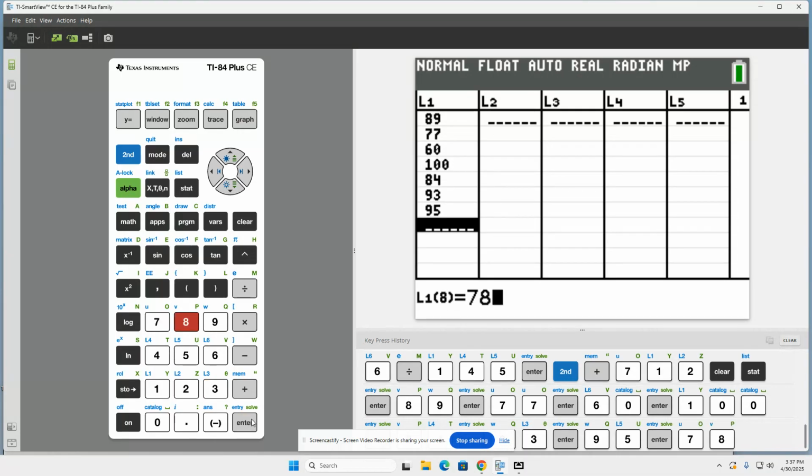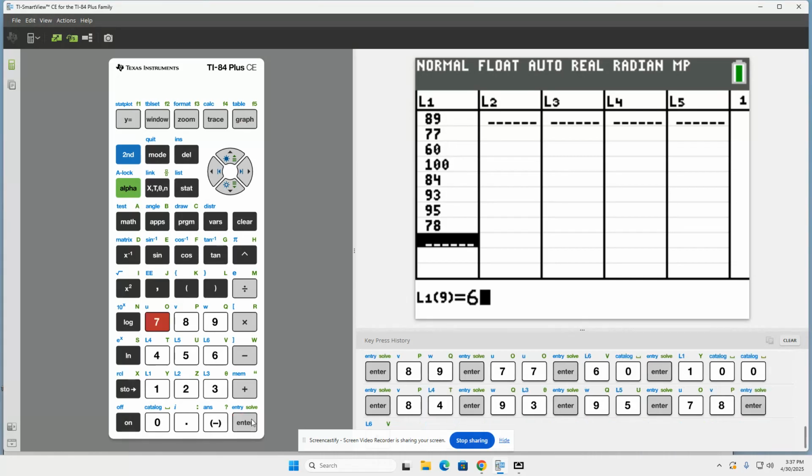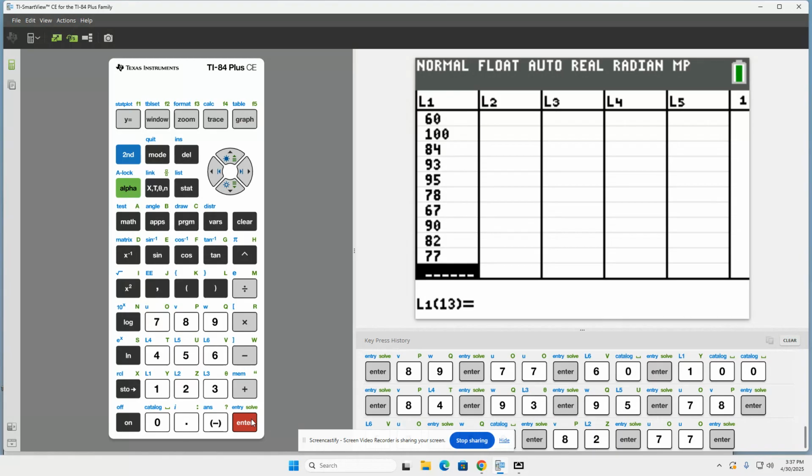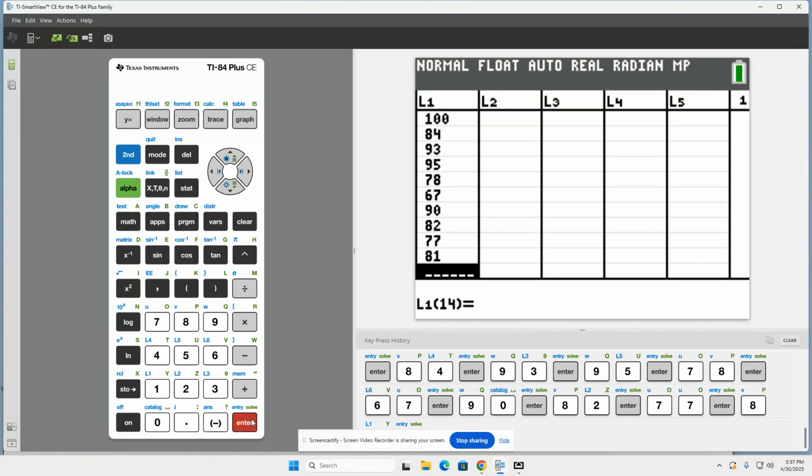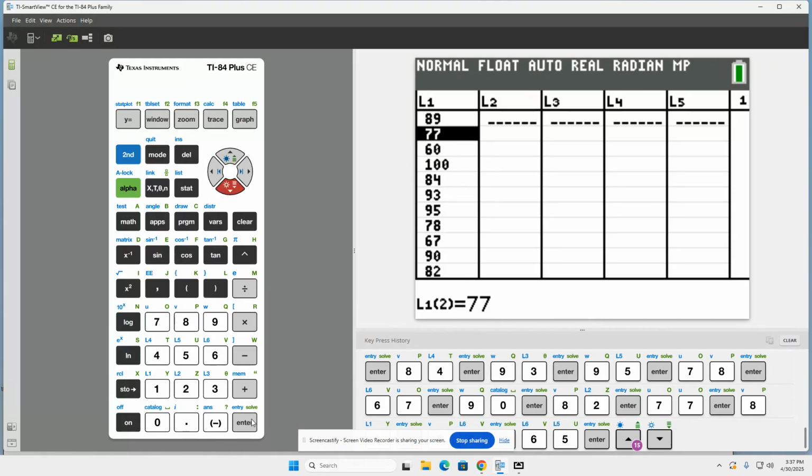Double check every once in a while to make sure you're not going so fast that you're typing something in wrong, because that'll kill your data more than anything else in the world. Because you're going to get an answer and you won't even know if it was right or not, because you will have entered all these things blindly. I like to double check them too, just because, hey, this is a test. I don't want to miss one because I got lazy or fast. 60, 100, 84, 93, 95, 78, 67, 90, 82, 77, 81, 86, and 65. Perfect. I got them all in there.